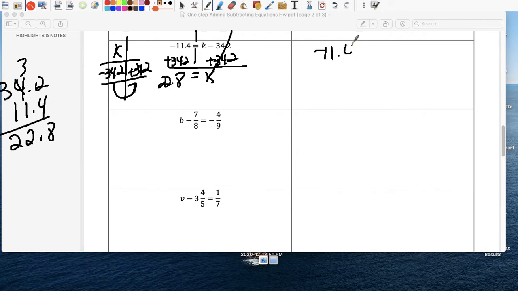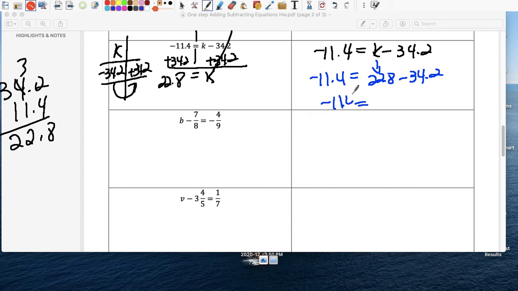Let's see if that's true. If I remove the k and substitute it with 22.8, and 22.8 minus 34.2, will it really give me negative 11.4? Yes, it will.